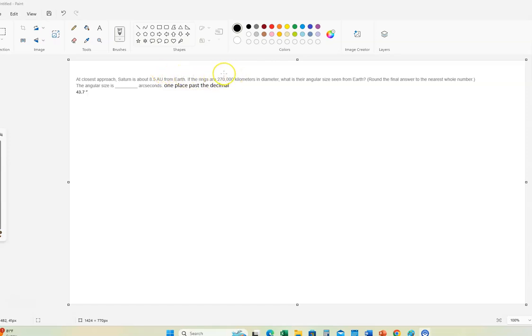If the rings are 270,000 kilometers in diameter, what is the angular size as seen from Earth? Round the answer to the nearest whole number. No, I want it one place past the decimal. I don't know why it says that. It should just be one place past the decimal. Oh, there it is, right here. We want the angular size in arc seconds.